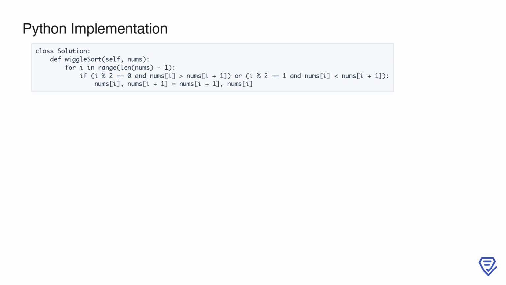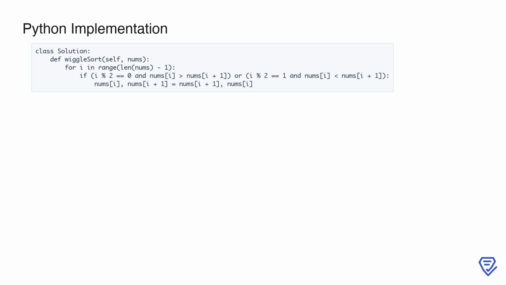Complexity analysis. Time complexity. The loop runs in O(n), where n is the length of the array, as each element is processed once. The comparisons and swaps are constant time operations. Space complexity. The algorithm uses O(1) additional space since it operates directly on the input array.